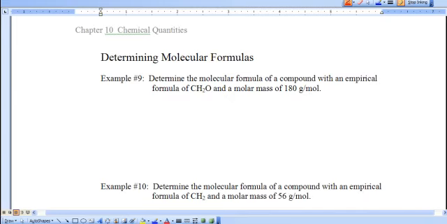And we're back to finish up chapter 10, where now we're going to show you how we can calculate the molecular formula from the empirical formula. And we're going to do this in 3 examples. So let's go ahead and jump right in.